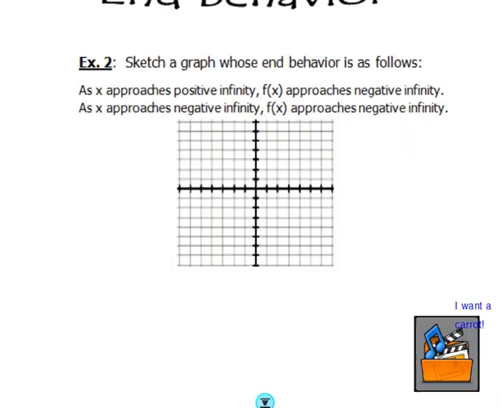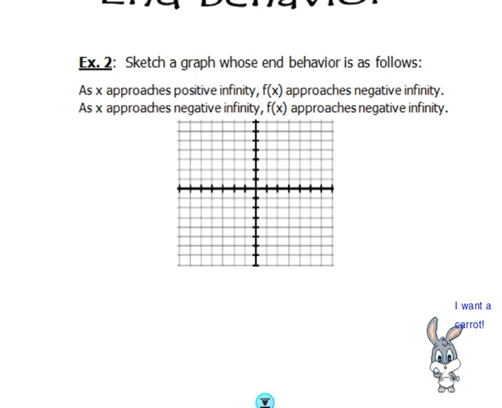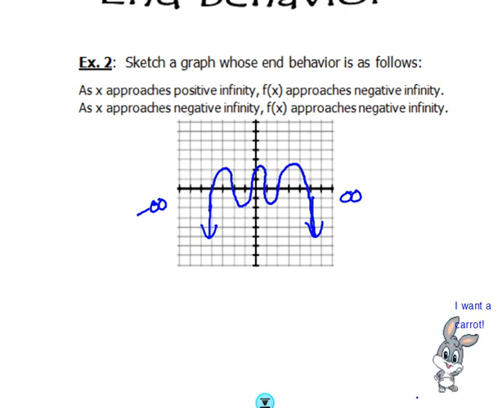Okay? All right, so let's sketch a graph whose end behavior is as follows. As x approaches positive infinity, we want f of x to approach negative infinity. So we know the right-hand side of our graph is going down. And as x approaches negative infinity, the left-hand side of the graph, f of x approaches negative infinity. So both ends are going down. Now the middle could do anything. It could turn around once, it could turn around several times, as long as the end behavior follows that.